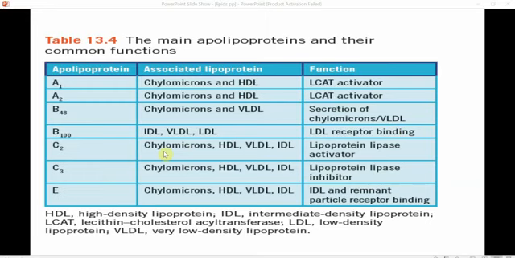ApoC2, also found in chylomicron, HDL, VLDL, and IDL, is an important lipoprotein lipase activator. And ApoC3 is the lipoprotein lipase inhibitor. And ApoE is found mostly in the intermediate density lipoprotein and also in the remnant particles for the identification by the specific receptor binding site.